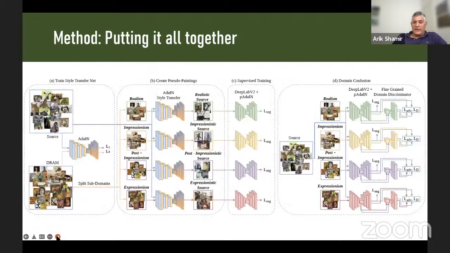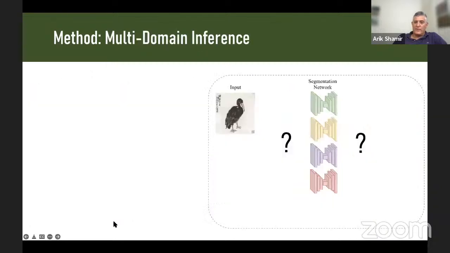Putting it all together, it might look a little bit large, but the idea is that, as I said, we're training 4 different networks, one for each specific style. So we train a style transfer network, and then we create what I call pseudo paintings. We use them to run a supervised training approach for 4 different networks. And lastly, we do the domain confusion, where we continue to refine those networks in order to segment the artistic paintings better. Now, how do I use this approach if I have a new image?